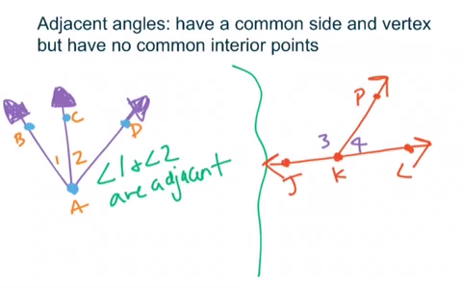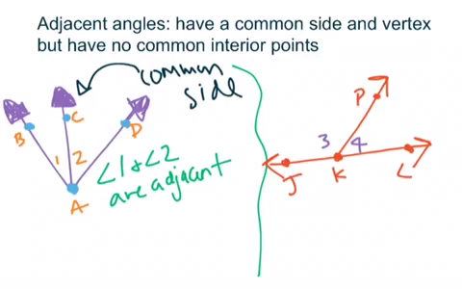Okay? On to adjacent angles. Adjacent angles have a common side and vertex, but have no common interior points. So right here, angles BAC and CAD are adjacent because they share this common side right there. You could also refer to angles as numbers. So angles 1 and 2 are adjacent because they share this common side right here.